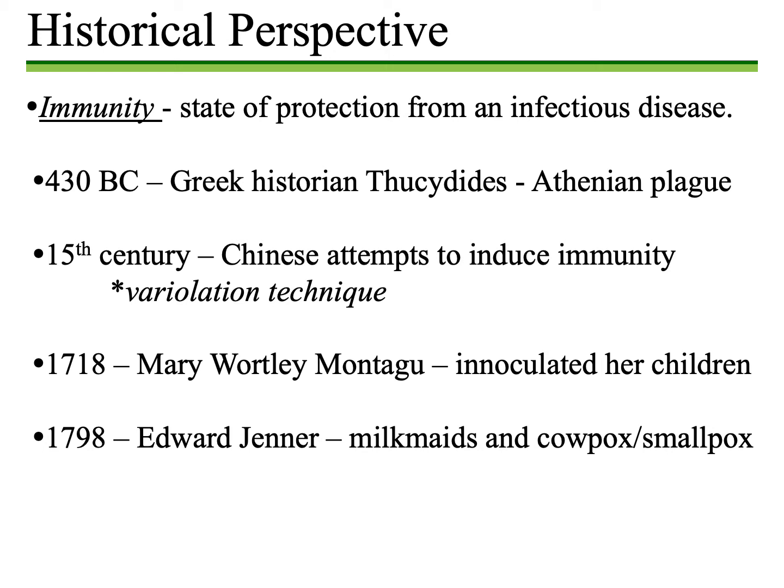The entire field of immunology developed over hundreds of years. This included observations of those who had recovered from certain infectious diseases and were protected somehow from future or subsequent infection. We know that the word immunity comes from the Latin immunis, which means exempt. And so overall, immunity is a state of protection, basically being exempt from a repeated infection from the same pathogen.